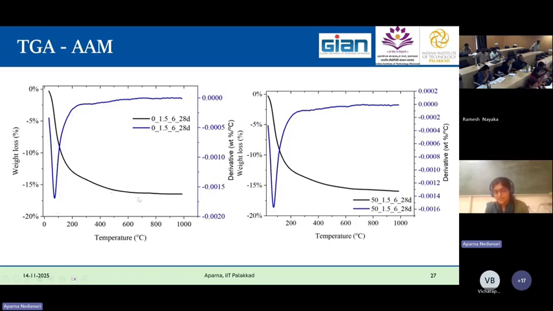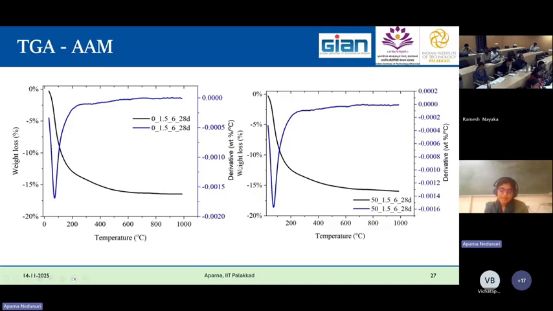And there is a continuous weight loss, as we have seen. Even in CSH that is formed, you have a continuous weight loss. Or here also you have a continuous weight loss that you can see. Same is the case with this, with 100% slag alkali activated material, which is activated with sodium silicate of 1.5 molar modulus and 6 activator dosage. And this particular curve is with 50% fly ash and 50% GGBFS.